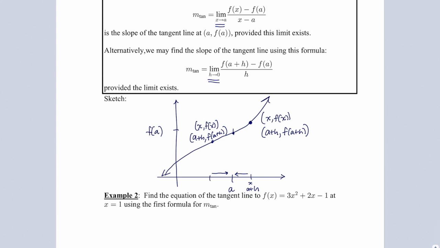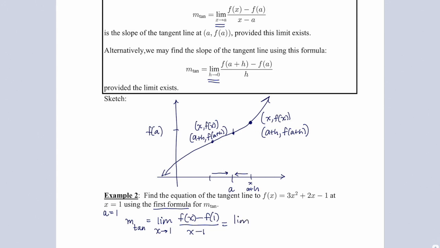So the next example asks us to find the equation of the tangent line to another parabolic function at a specific point x equals 1. We could also say a equals 1, but that's our fixed value. It says using the first formula for the slope of the tangent line. So we'll say the slope of the tangent line, we want to do the limit as x approaches a. In this case, a is 1, f of x minus f of a, so I'll write f of 1, divided by x minus 1.